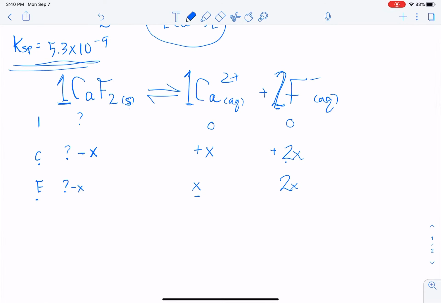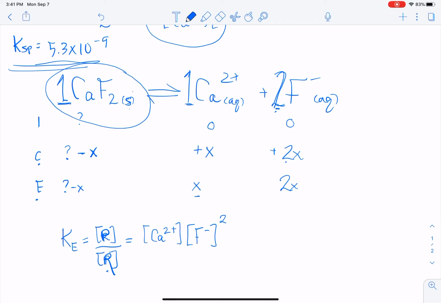So we're going to set up an equilibrium expression for this equilibrium. So we want concentration of products over reactants always. So our products are the calcium ion and then the fluorine ion. Remember, the fluorine ion, because it has a 2 here, we need to square it. Now our reactants, here's our reactant. Notice that it is a solid. We never include solids in equilibrium expressions, so we actually don't even need that.